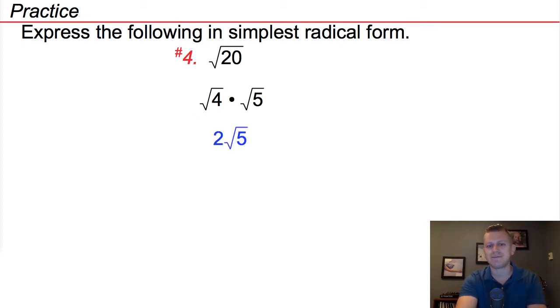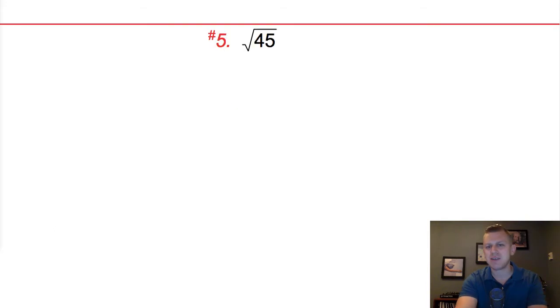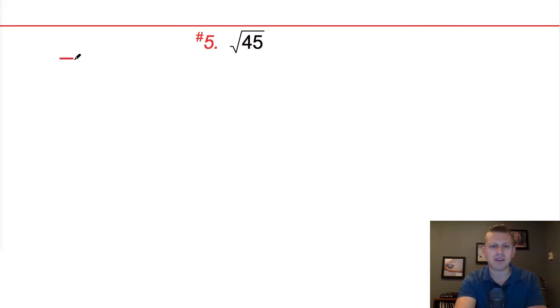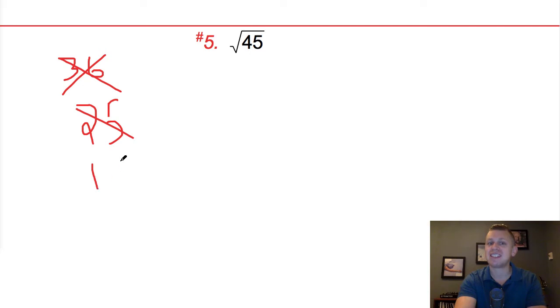Let's try another one. See if you can simplify this radical. Well, the first step is to find the largest perfect square that goes into 45. The only perfect squares smaller than 45 are 36, but 36 does not go into 45. I could try 25. That doesn't work. I could try 16. That doesn't work. And finally, I get to 9, which does work.